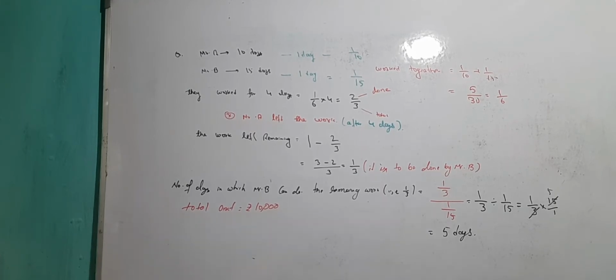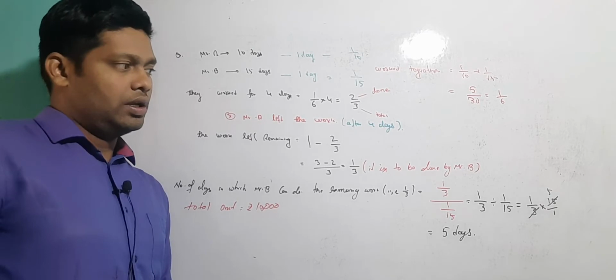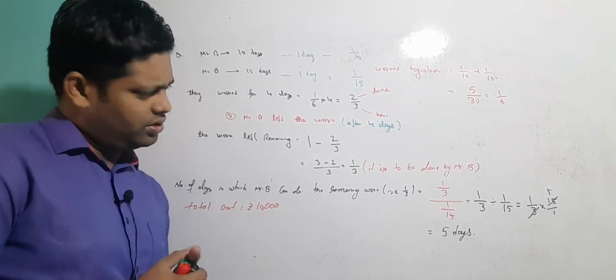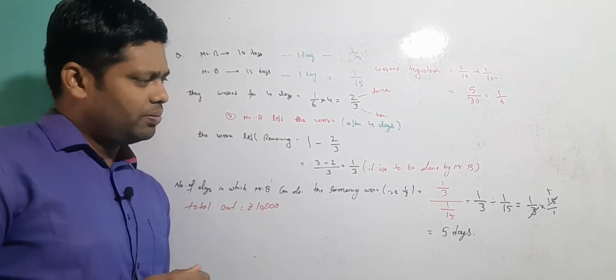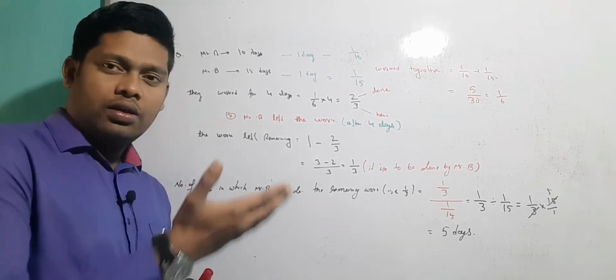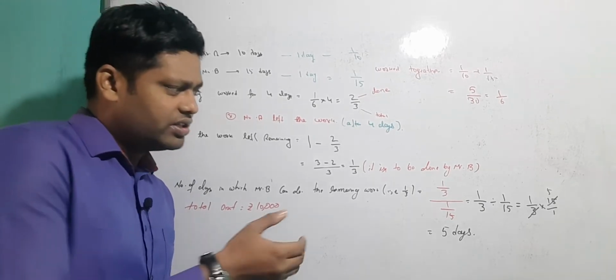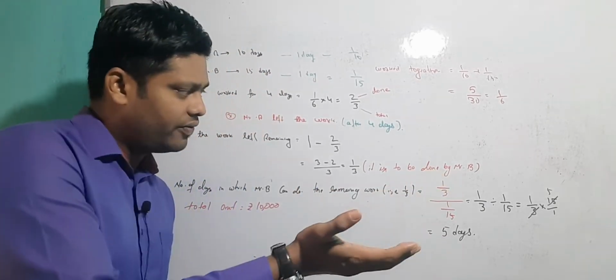So how to distribute it now? Mr. B said, okay, so you will pay me 10,000. He said, okay, very good. But suddenly Mr. A also came. Yes, Mr. A left the job. The left job was done by Mr. B in 5 days.